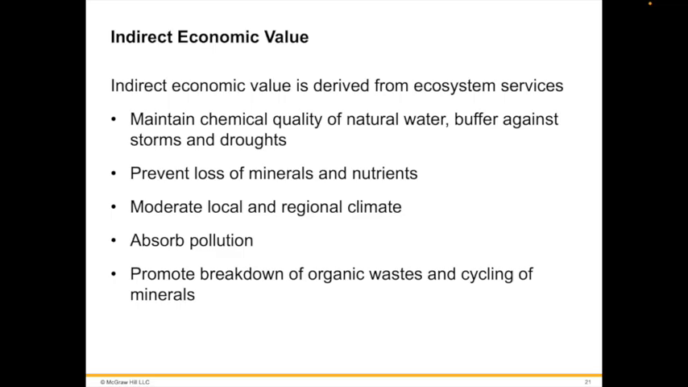So, indirect economic value derived from ecosystem services. Diverse biological communities are of vital importance to healthy ecosystems. They help maintain the chemical quality of natural water, buffer ecosystems against storms and drought, prevent loss of minerals and nutrients from the soil, moderate local and regional climate, absorb pollution, and promote the breakdown of organic wastes and the cycling of minerals. By destroying biodiversity, we are creating conditions of instability and lessened productivity and promoting desertification, waterlogging, mineralization, and other undesirable outcomes throughout the world.